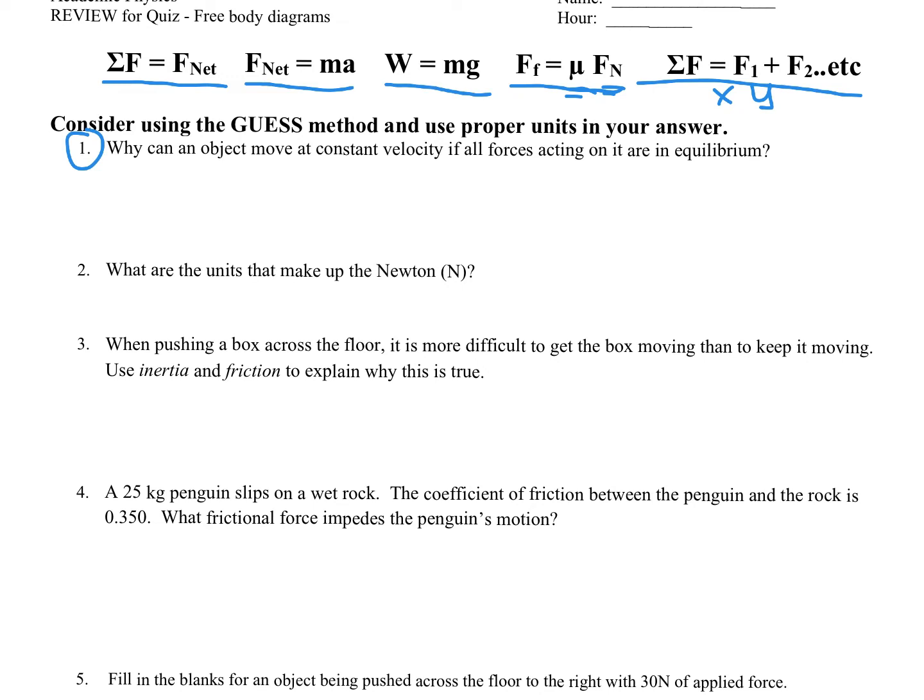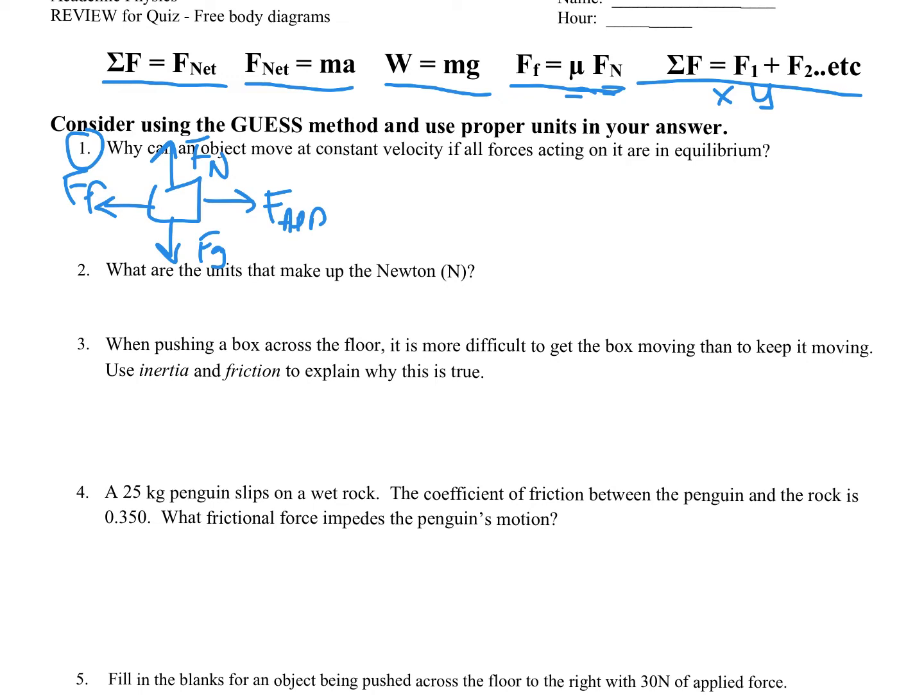Why can an object move at constant velocity if all forces acting on it are in equilibrium? Let's think about that. Say we have the force of gravity and normal force acting on an object. Totally possible. Say that we have an applied force pushing to the right, and with the same amount of force, the force of friction pulling back. All of these forces can be in equilibrium.